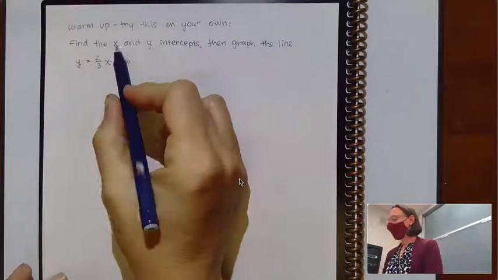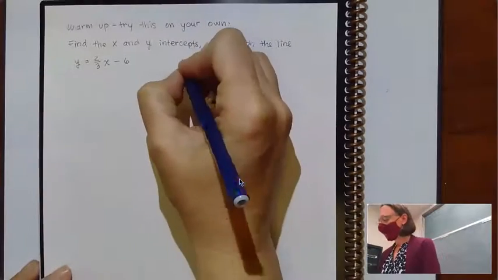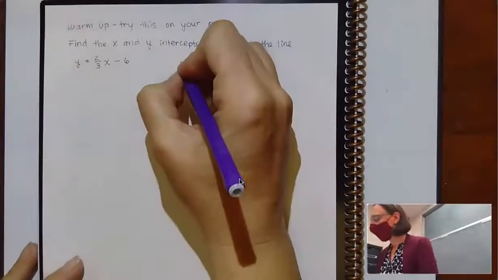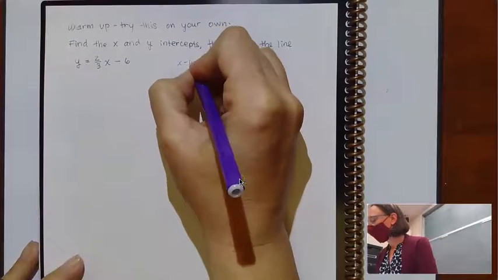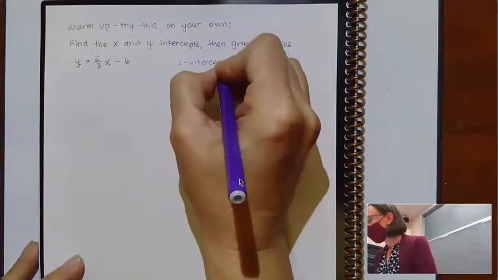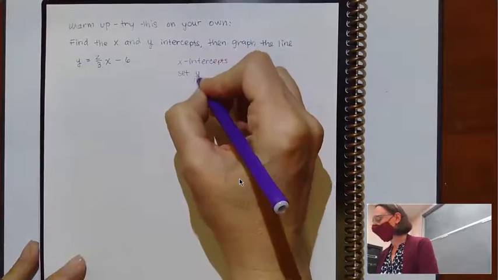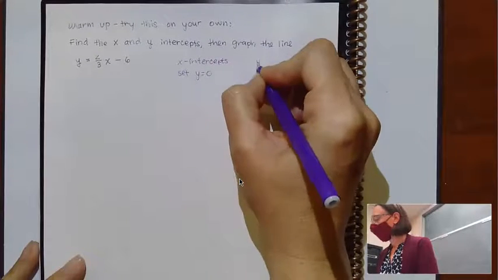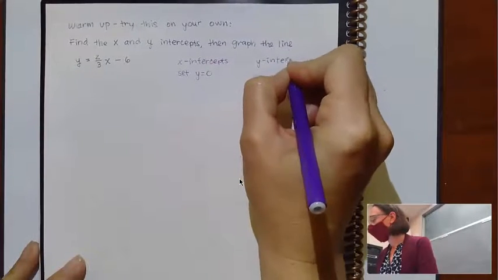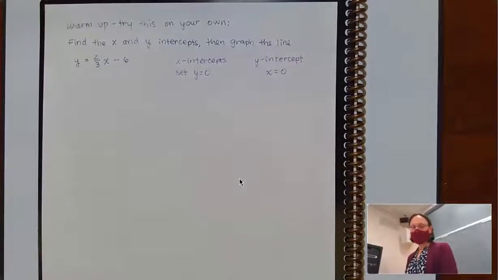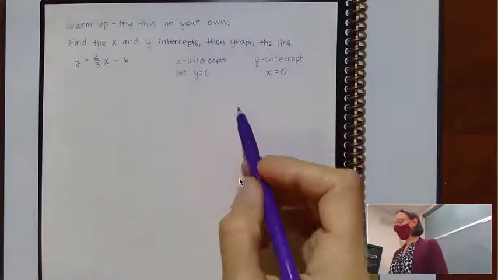When we're finding these X and Y intercepts, to find that X-intercept, I'm always doing the same thing, no matter what kind of thing we're graphing. If I'm trying to find the X-intercepts, that always means that I'm setting Y equal to 0. And if I'm finding the Y-intercept, it always means that I'm setting X equal to 0. So let's find our X-intercept first.